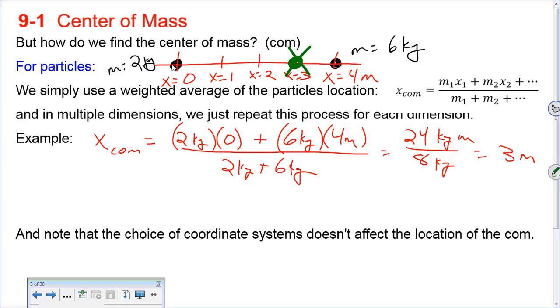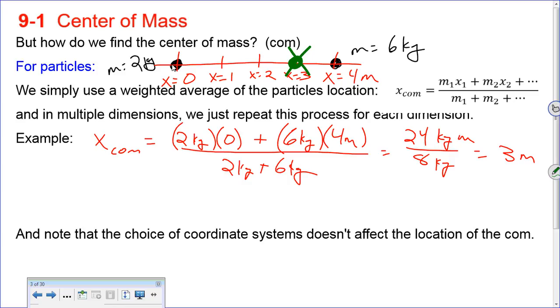And that should make some intuitive sense, because notice it's closer to the heavier mass, right? Does that make sense? Like you've got more mass down here than you do here. So on average, there's more mass at a higher position than closer to 0, right?